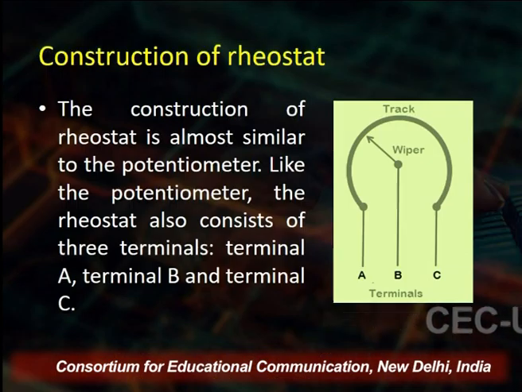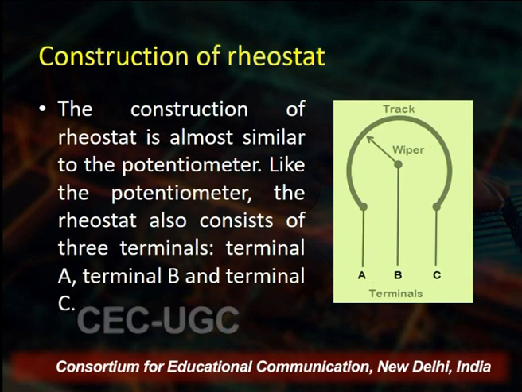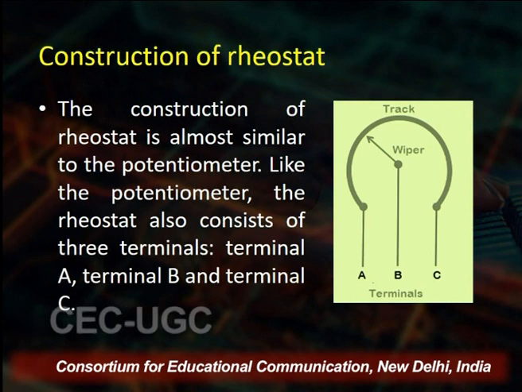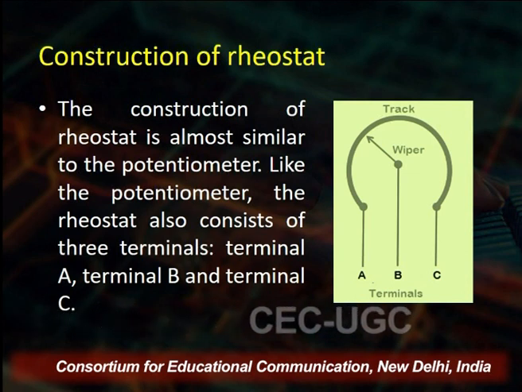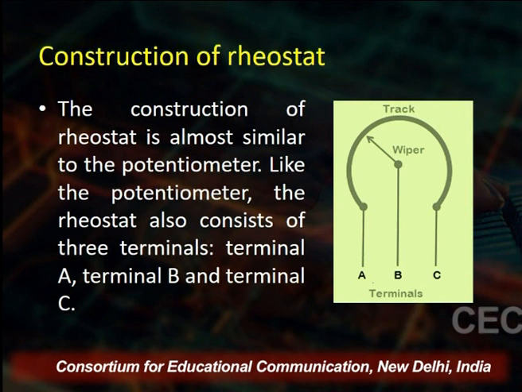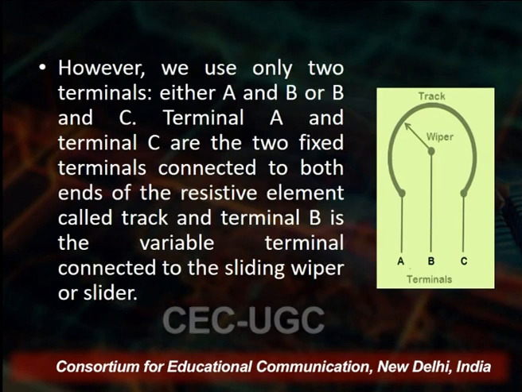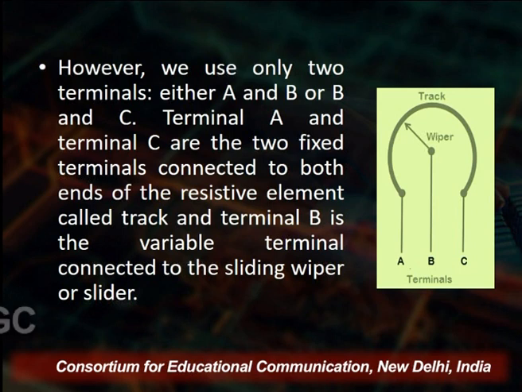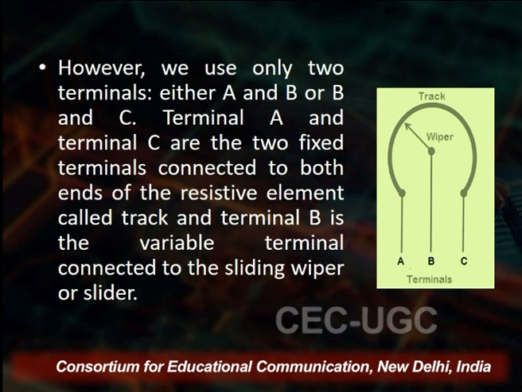Now, you see on the screen, this is the construction of the rheostat. Here we have three terminals A, B and C, and one wiper that moves across the track. The rheostat is similar to the potentiometer, and like the potentiometer, a rheostat also consists of three terminals A, B and C. However, we use only two terminals, that is A and B or B and C.